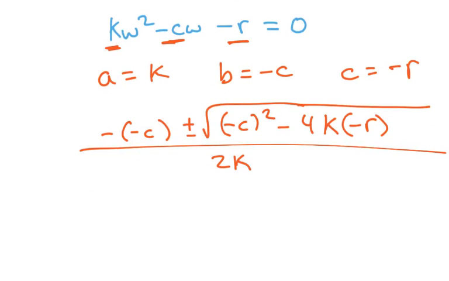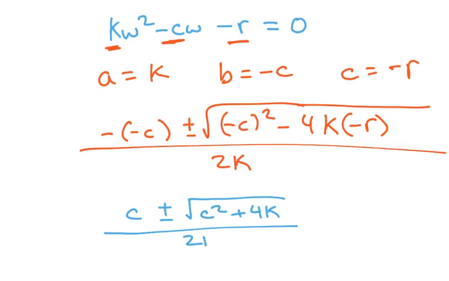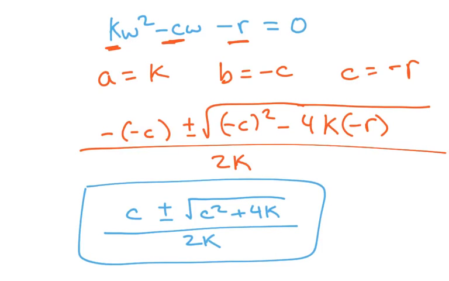So I clean it up, and I get c plus or minus the square root of c squared, and the negative becomes a plus, 4kr, all over 2k. And I think that's sufficient, and we'll say that this is the final answer. So there you have it. If they show you something like that on the final, you're just basically plugging letters into the quadratic formula. So hopefully that makes sense. See you in the next video.